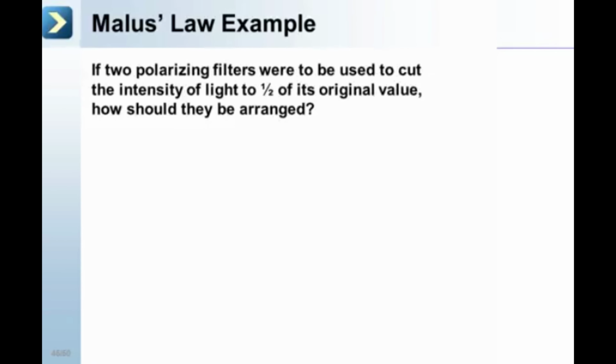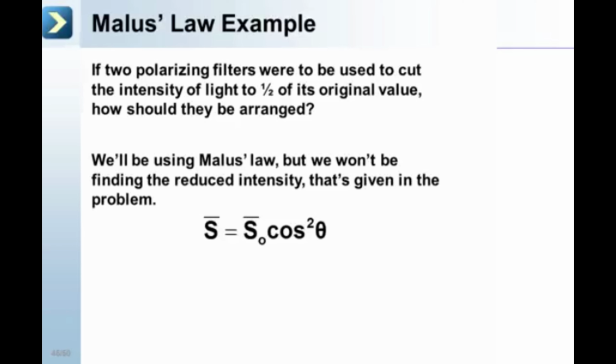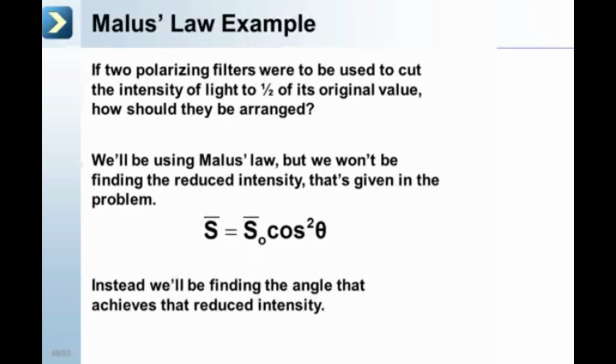Malus's law example. If two polarizing filters were to be used to cut the intensity of light to 1/2 of its original value, how should they be arranged? We'll be using Malus's law, but we won't be finding the reduced intensity. That's already given in the problem. We'll be looking for the angle to achieve that characteristic 1/2 intensity of light.